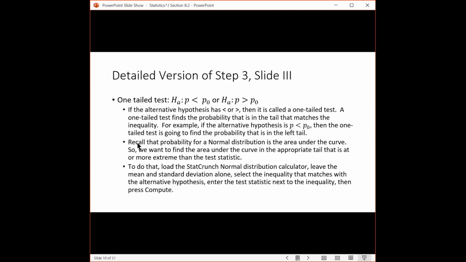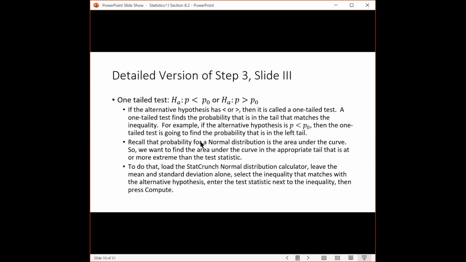All right, so recall that the probability for a normal distribution is the area under the curve. So what we want is to find the area under the curve that's in the appropriate tail. If we were looking at this example, it would be in the left tail that is at or more extreme than the test statistic.